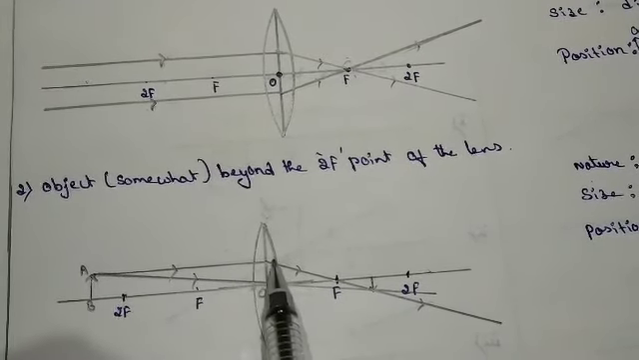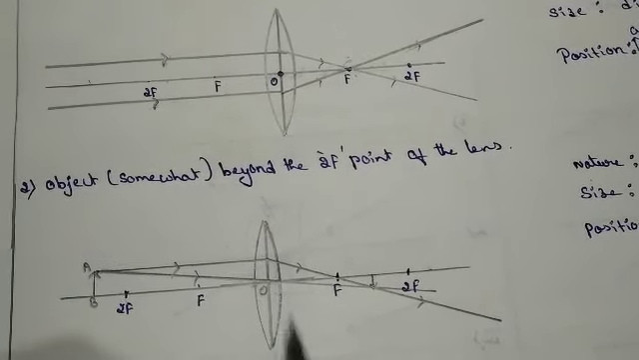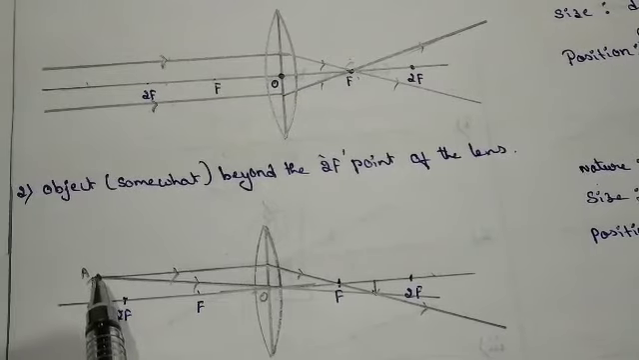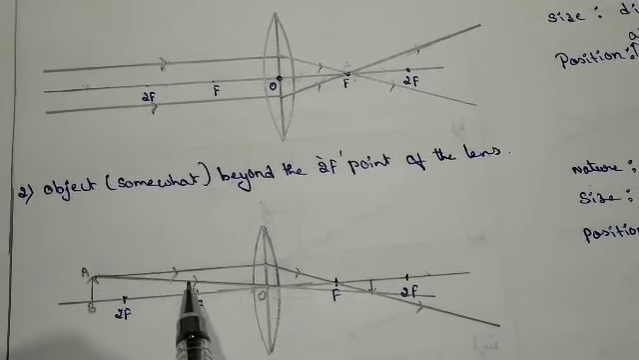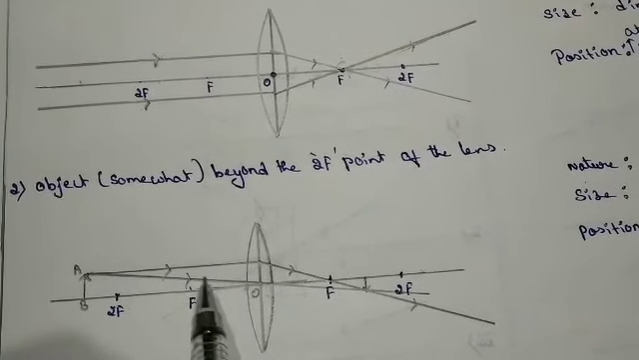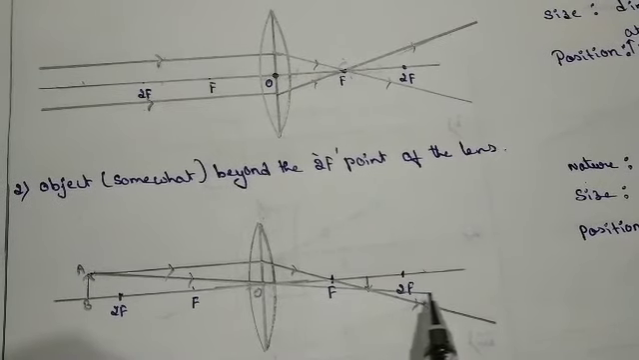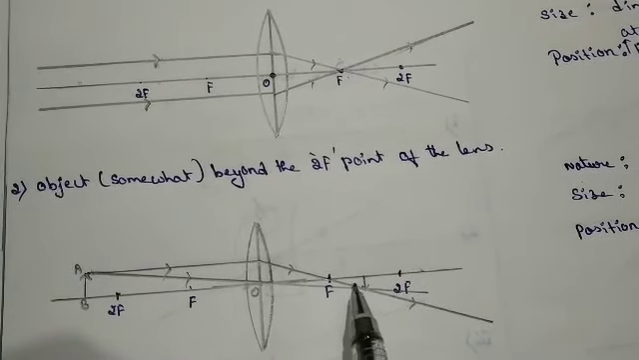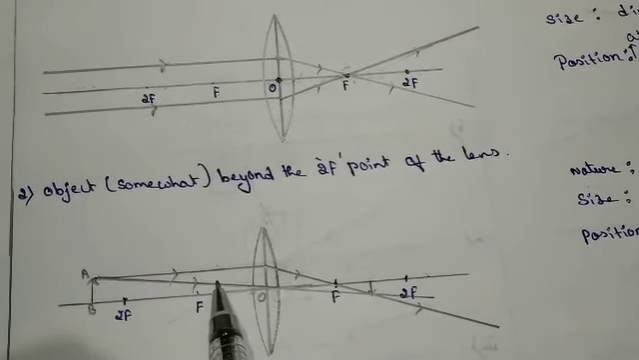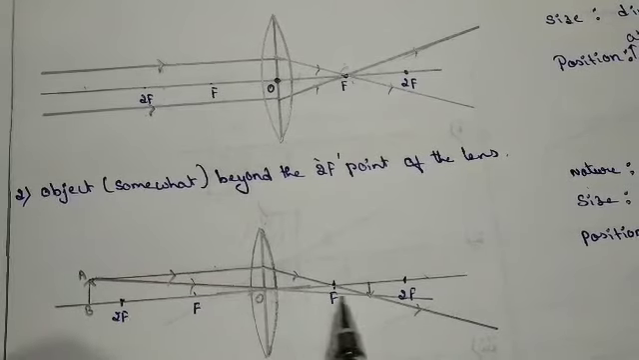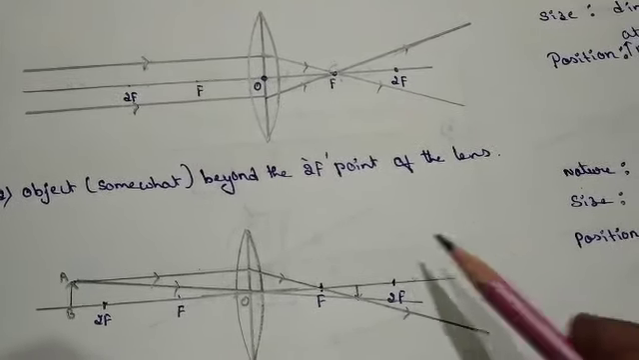Incident ray is parallel to the principal axis. We know that it meets at the focus because a convex lens converges. And another ray I have taken directly through the optic center. We know that if the incident ray is drawn towards the optic center, it gets undeviated, meaning it passes straight. So where the incident ray, parallel refracted ray and the ray passing through the optic center, these two refracted rays intersect, there the image is formed.